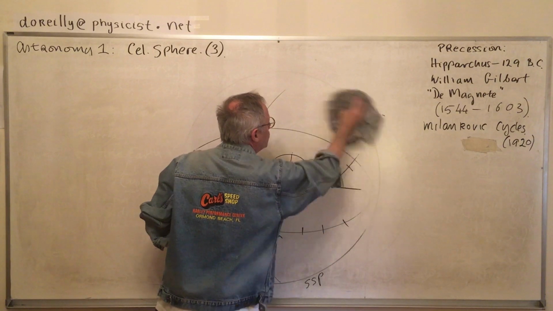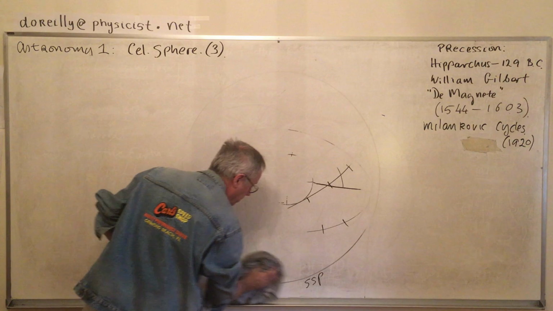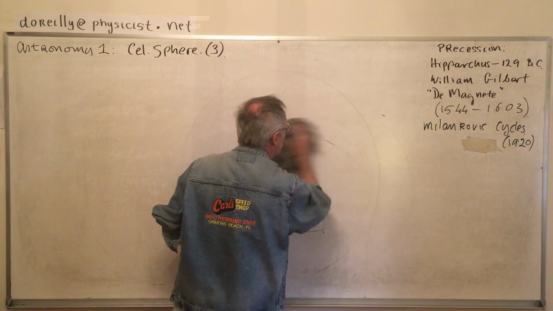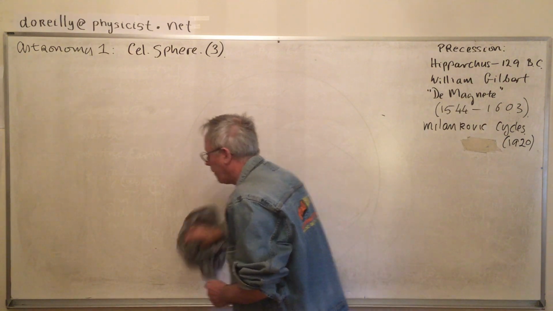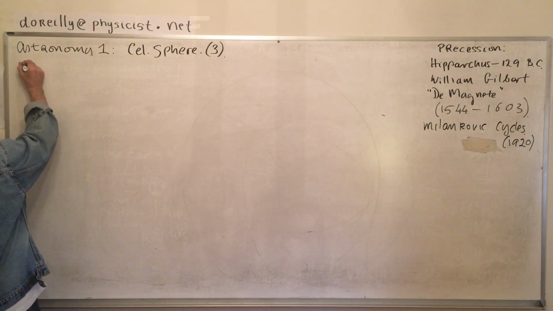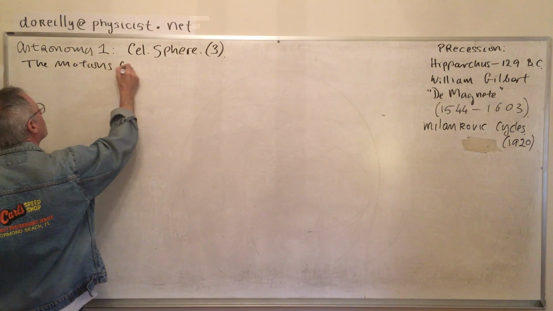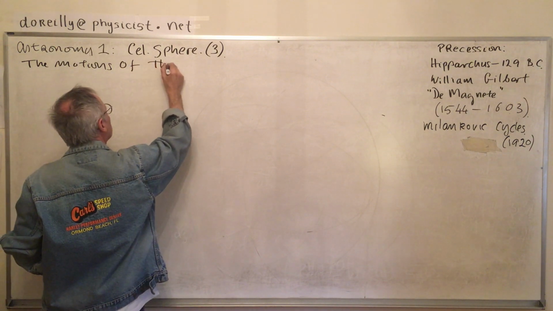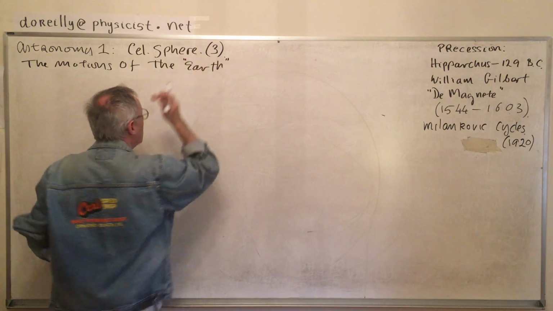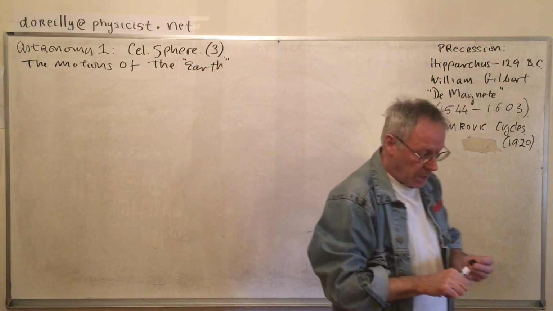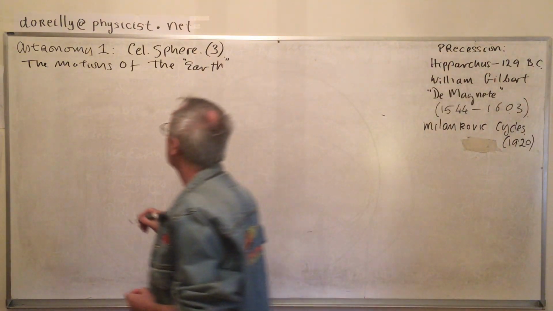Now I'm going to list the motions of the Earth first, and then I will discuss them. Well, it's really the Earth-Moon system, because the Earth-Moon system has a centre of mass, which is called the barycenter. We'll talk about that in a minute.